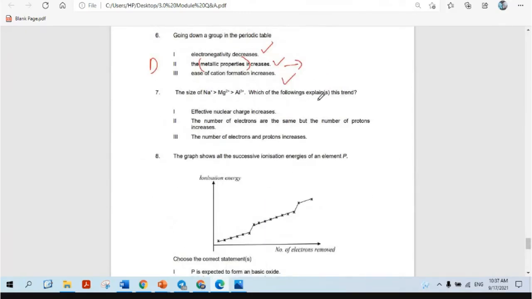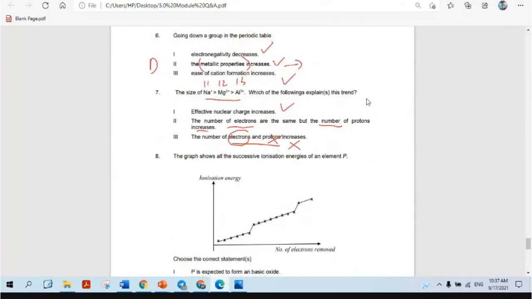Sodium, magnesium, aluminium: which of the following explains the trend? Effective nuclear charge increases, yes. The number of electrons is the same, but the number of protons increases. Correct, because isoelectronic species. Protons increase, because 11, 12, 13. The number of electrons and protons is the same? No, not the same, because electrons have been removed. That's why the electrons are the same, but the protons are not the same. Because one has had electrons removed, the electrons will be fewer. Okay, so the answer?